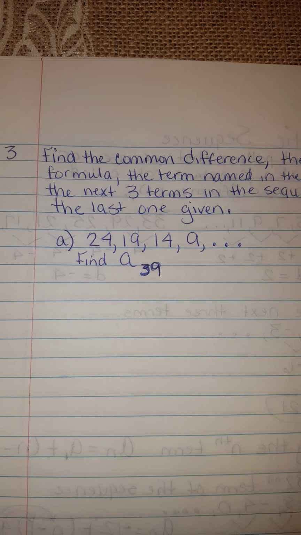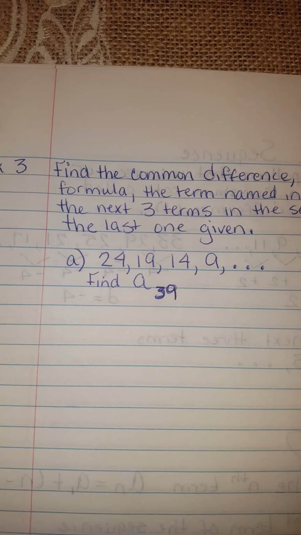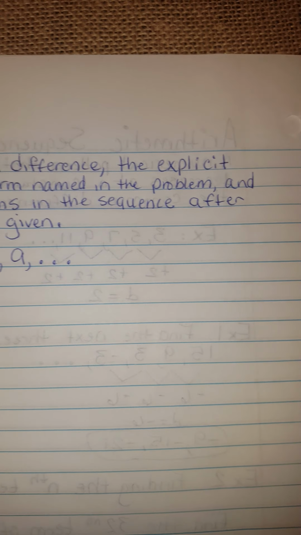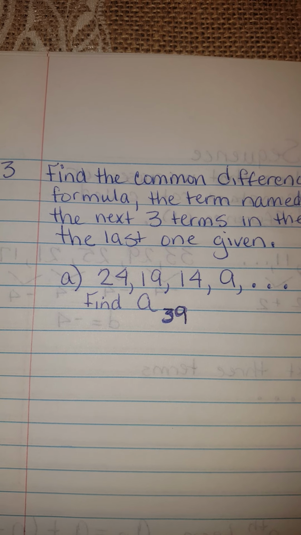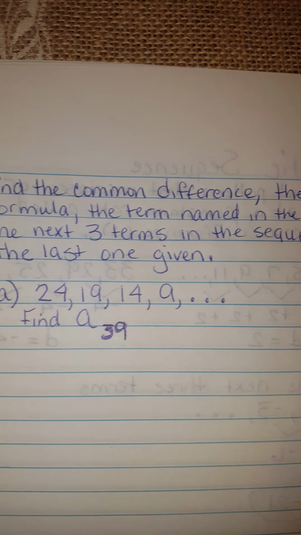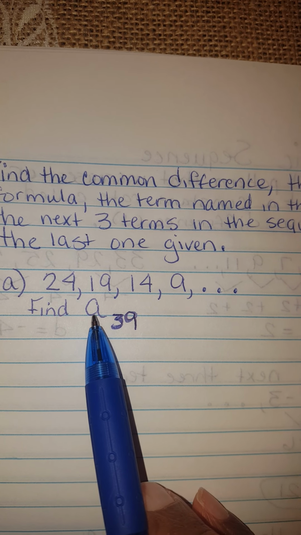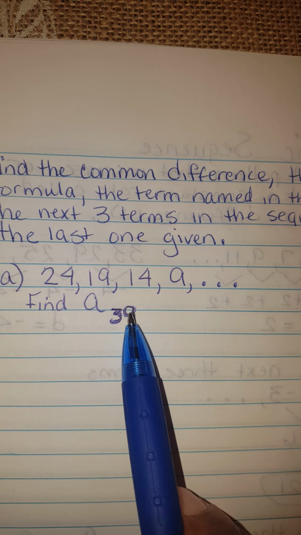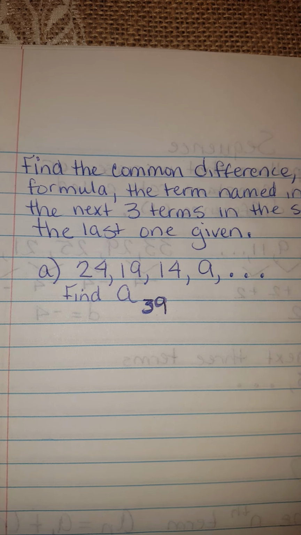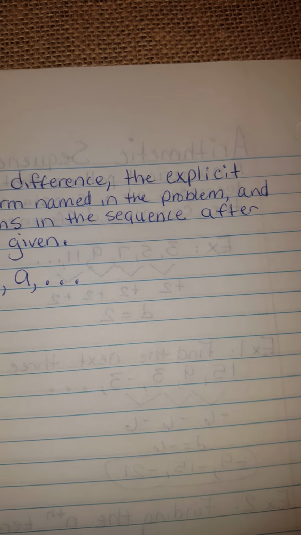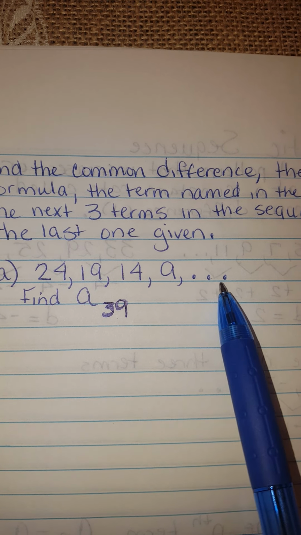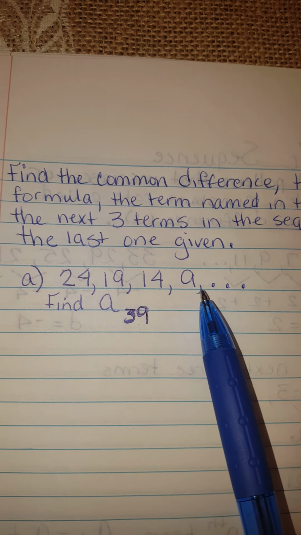Okay, so let's put all of this together in example 3. You've been asked to find the common difference, the explicit formula or the equation for the nth term, the term named in the problem, and it's named here. You're finding a sub 39, so you're looking for the 39th term. And you have to find the next 3 terms in the sequence after the last one given. So you're going to find the next 3 terms following that last number given, which was 9.